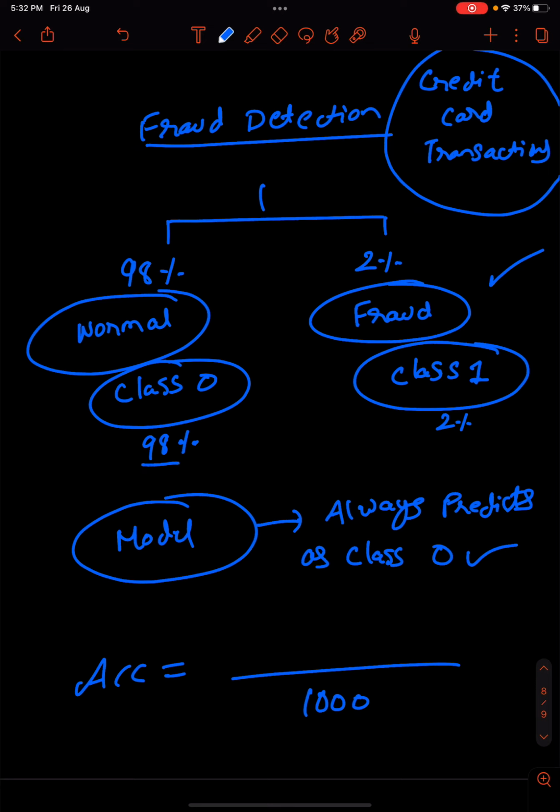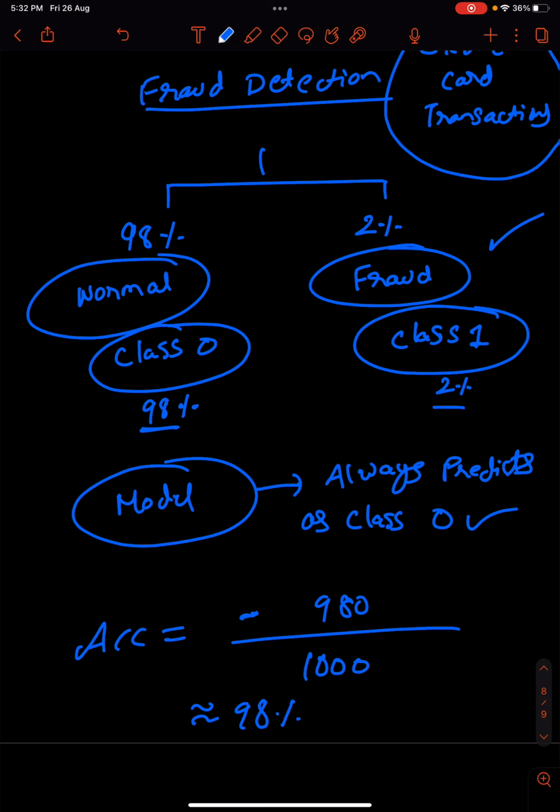And we already know this is how the general pattern is. 98% of the time it will not be fraud, that is, it will belong to class 0. So I might have approximately 980 here, which means the accuracy will be 98%. Accuracy of this model will be 98%, right? If I make all the predictions class 0, that is, of all the 1000 transactions, I predict all 1000 as not fraud, then 98% of the time I'm right.